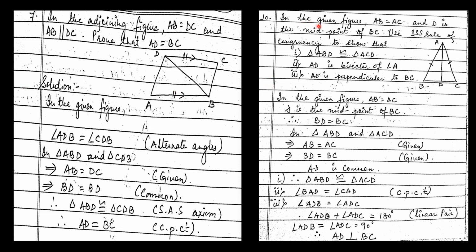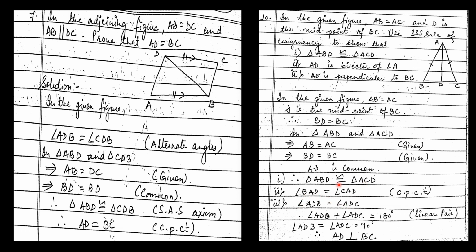Last question for today is, in the given figure AB is equal to AC and D is the midpoint. We have to use the SSS rule of congruency to show that triangle ABD is congruent to triangle ACD. Now we know that D is the midpoint and AB is equal to AC is already given to us. BD is also equal to DC because D is the midpoint of BC. So this is how we can solve it. AD is a common side. Therefore, by the SSS rule, the triangles are congruent to each other.